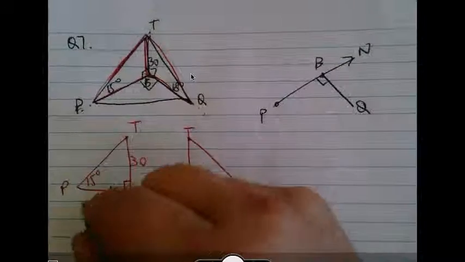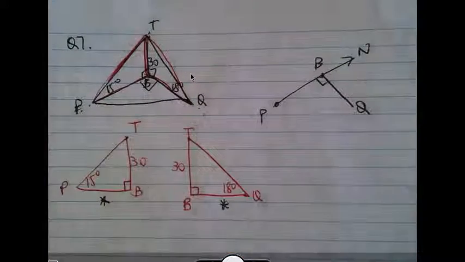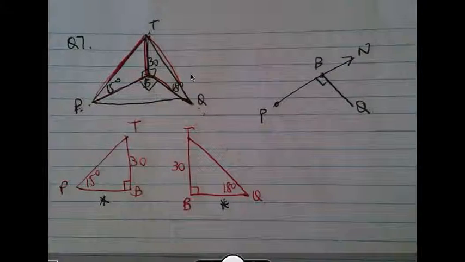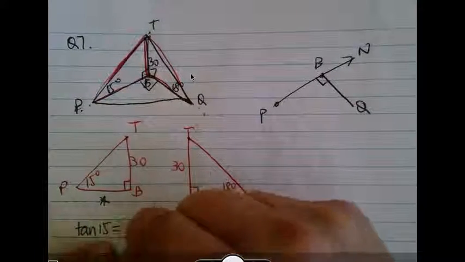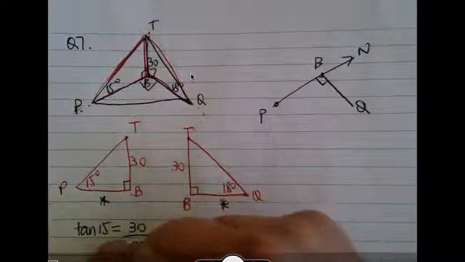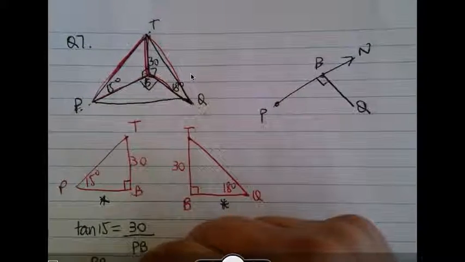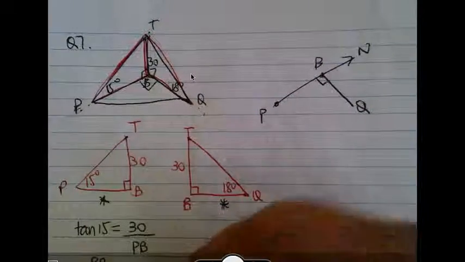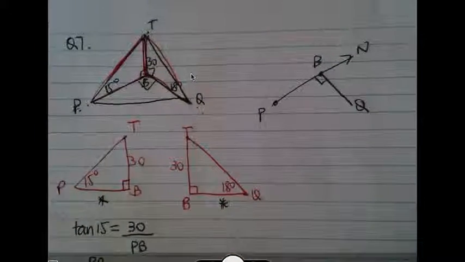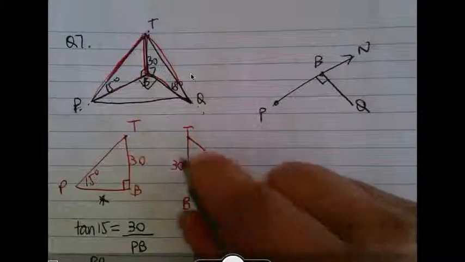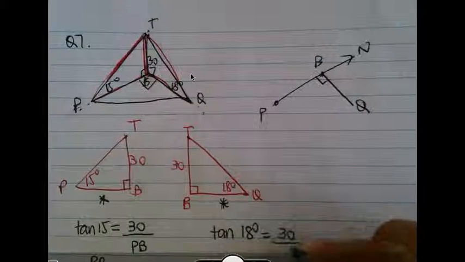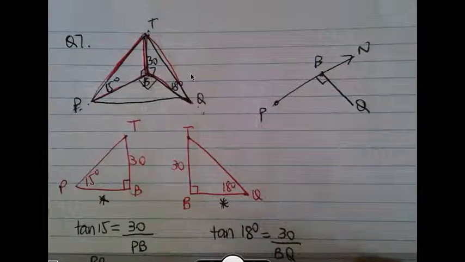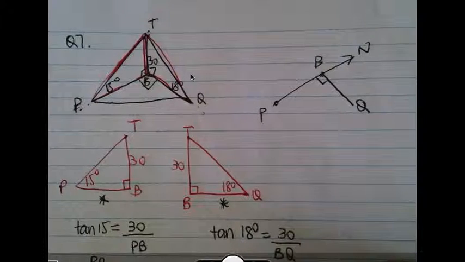How are you going to do it? We want the lengths of PB and BQ. How do you do it? Go. Tan of 15 is 30 on PB. So PB is 30 on tan 15. You could work it out if you want, or you can just leave it. Okay, I'm just going to leave it. Do the same thing here. Tan of 18 degrees is 30 over BQ. So BQ is 30 over tan 18.